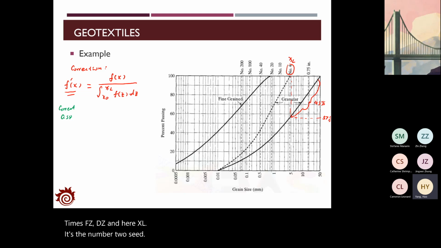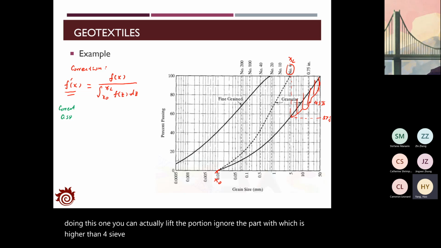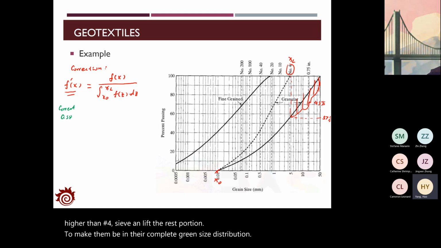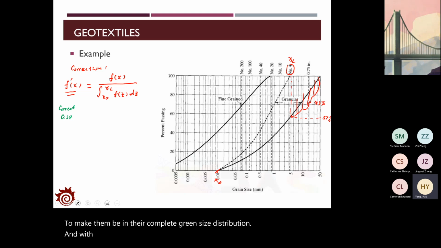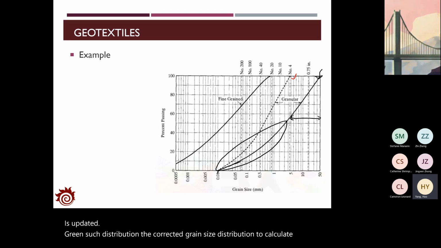So this is xl. And the x0 would be the smallest value. So this would be the x0. By doing this, you can lift the portion, ignore the part which is higher than number 4 sieve, and lift the rest to make them a complete grain size distribution. And with that, we can then use the updated grain size distribution, the corrected grain size distribution, to calculate the requirement for the AOS.